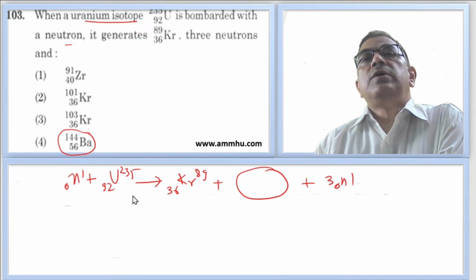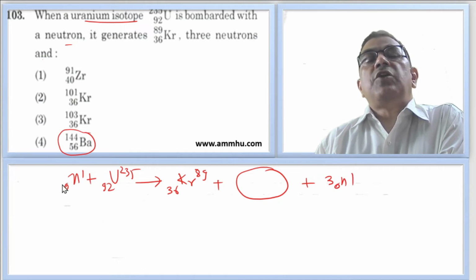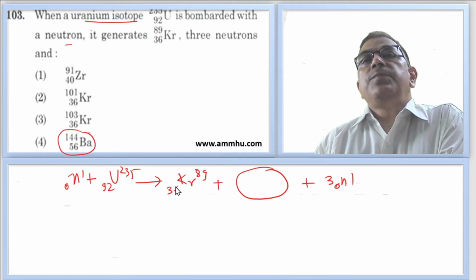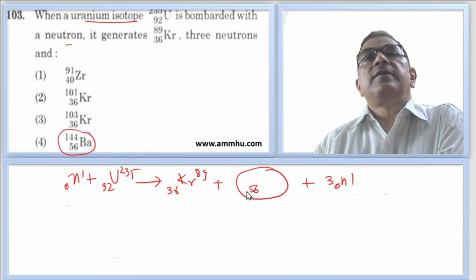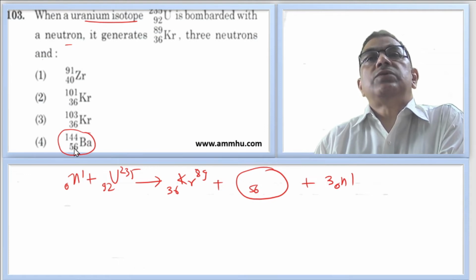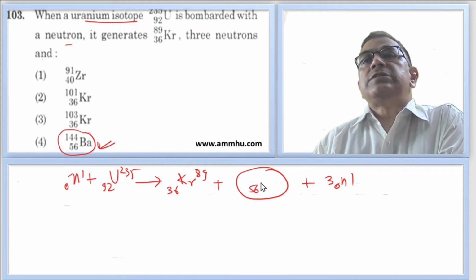Let's try to have conservation of atomic number. This is 92, this is 36, this is 0, so this got to be 56. So it's a possibility, this is the only possibility. So this is barium. Is that right?